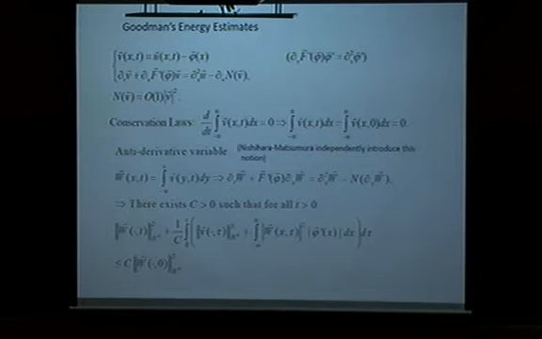So in order to take out this 0 eigenvalue, one introduces this anti-derivative variable, as in Nishihara and Matsumura. They also introduced the same notion of anti-derivative variable to study the viscous conservation law. With this anti-derivative variable, this equation becomes in this form. It becomes in the convection form.